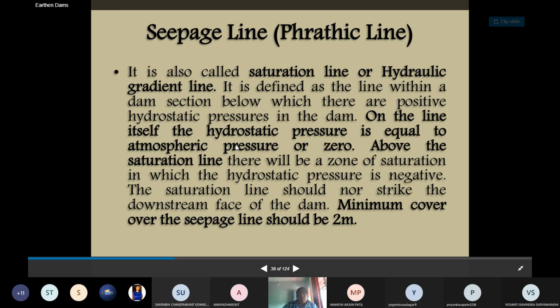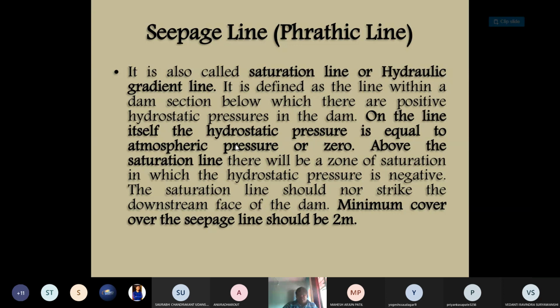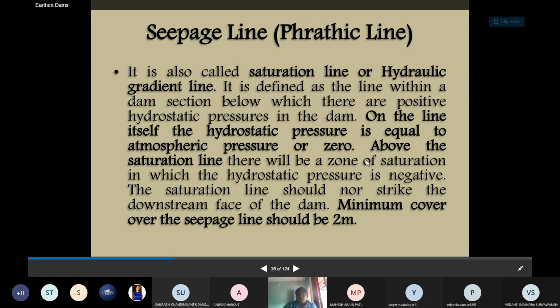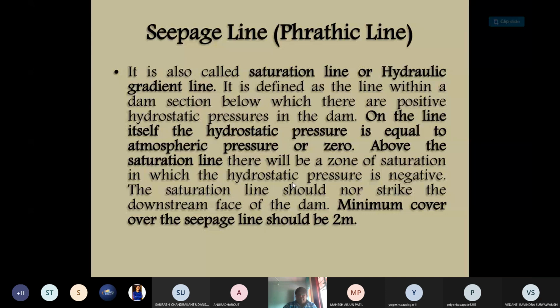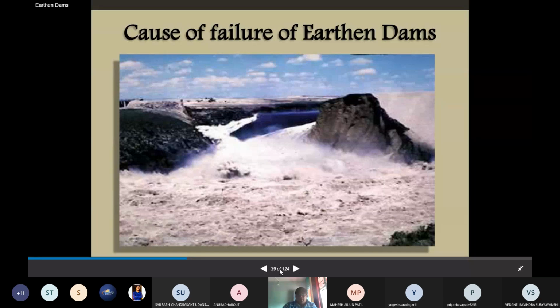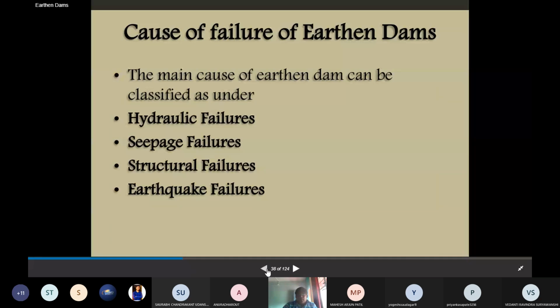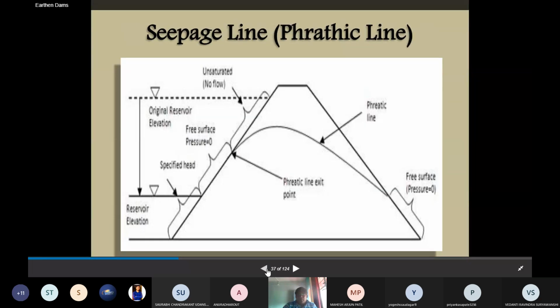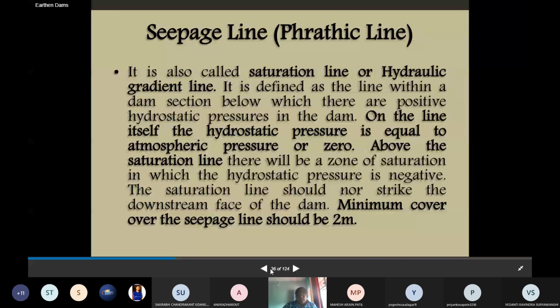And above the saturation line or the phreatic line, there will be a zone of saturation in which the hydrostatic pressure is negative. So the saturation line should not strike the downstream face of the dam. The seepage line should be a minimum of 2 meters inside. Now coming to the causes, you have to look at the exact location of the seepage line.